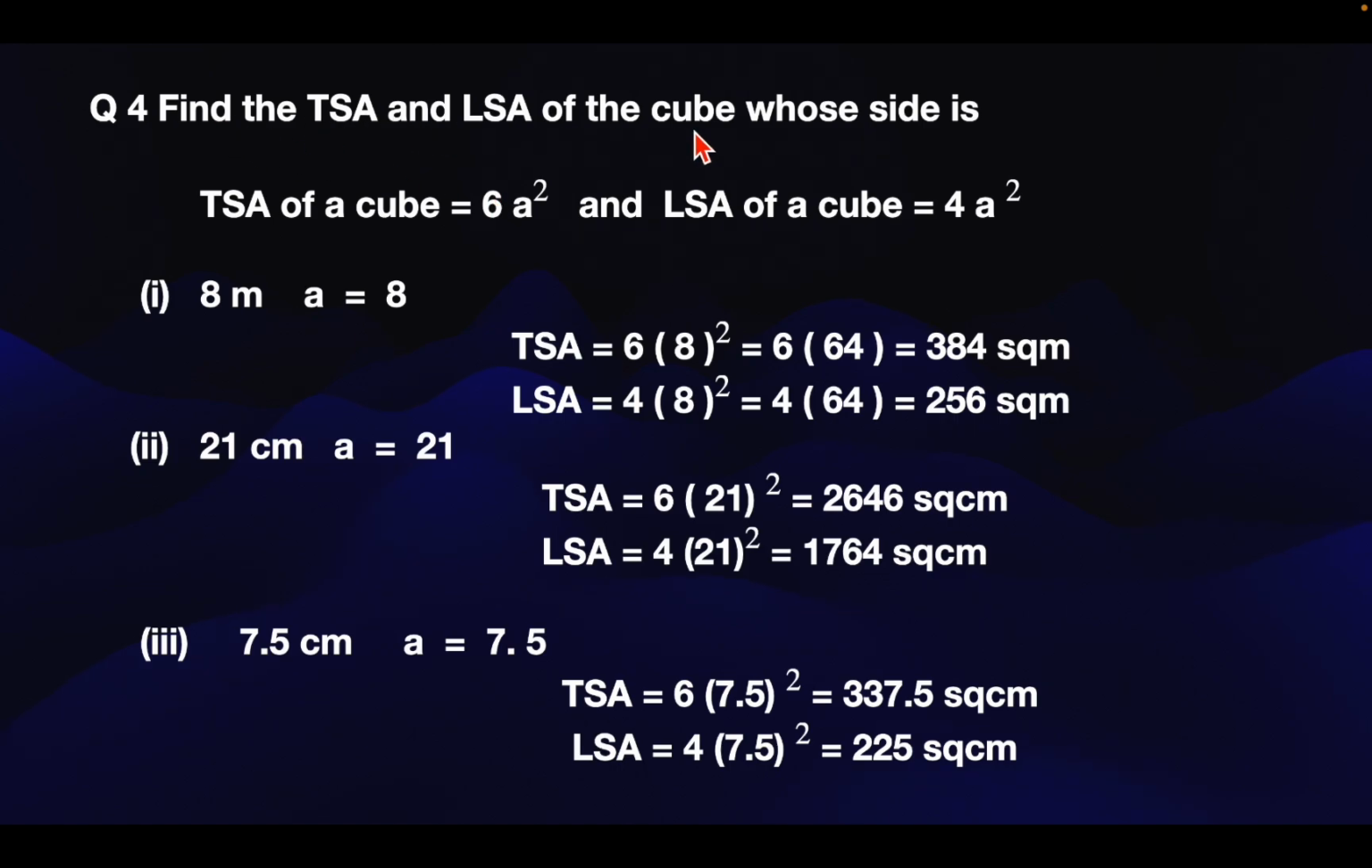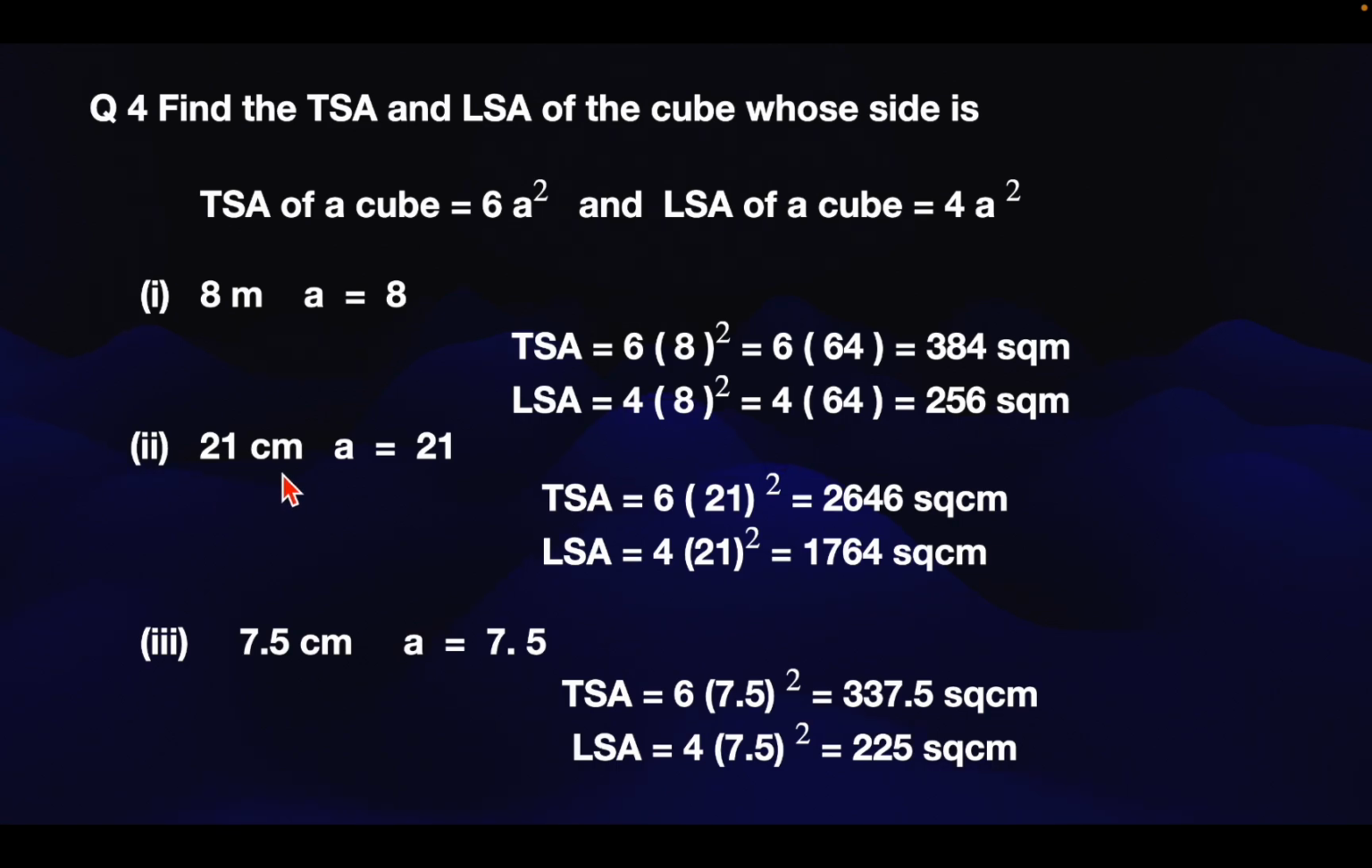Find the TSA and LSA of the cube whose sides are given. Okay. So first write down the formula for TSA of a cube, 6a square. LSA of a cube is 4a square. Then let's take the first sum, 8 meters. So here a is equal to 8. Simply substitute here, 6 into 8 square. You get 384. LSA is 4 into 8 square. You get 4 into 64, that is 256 square meter.